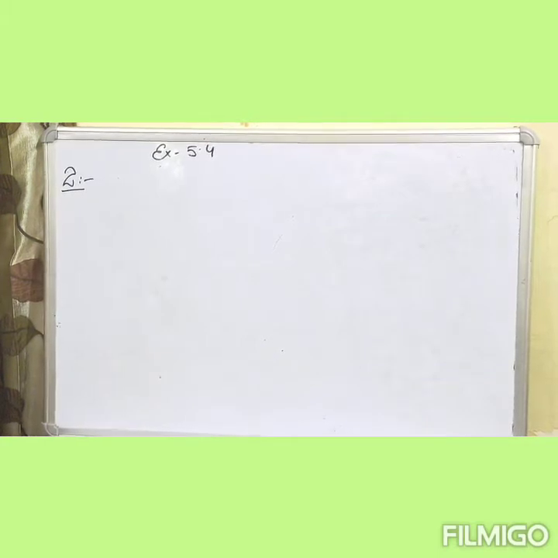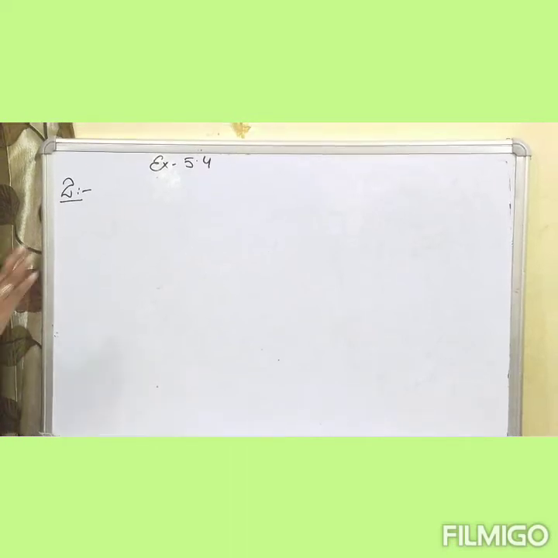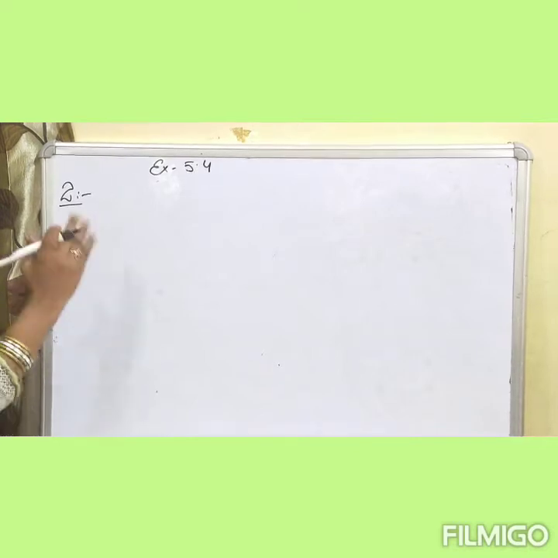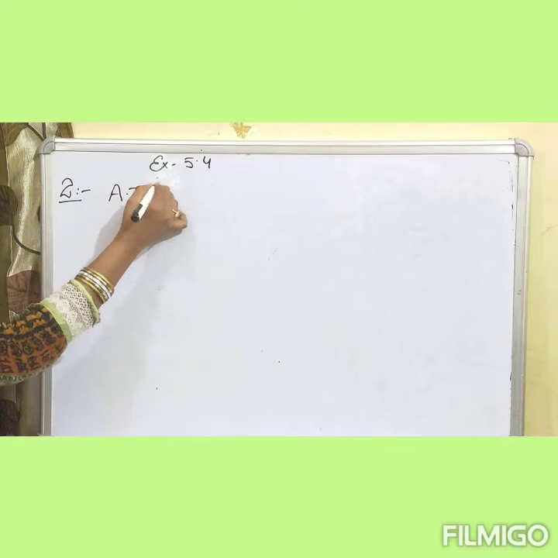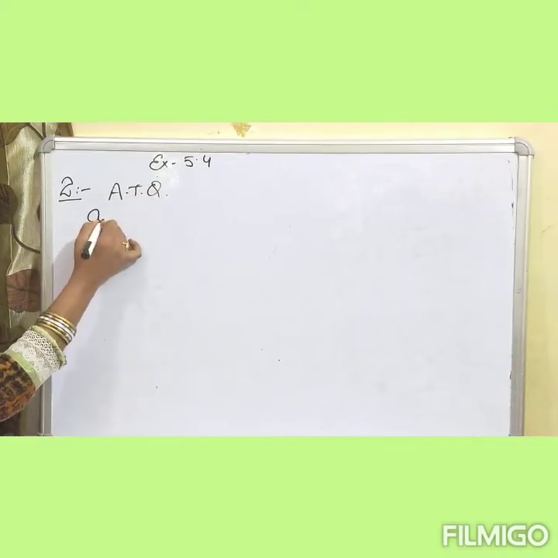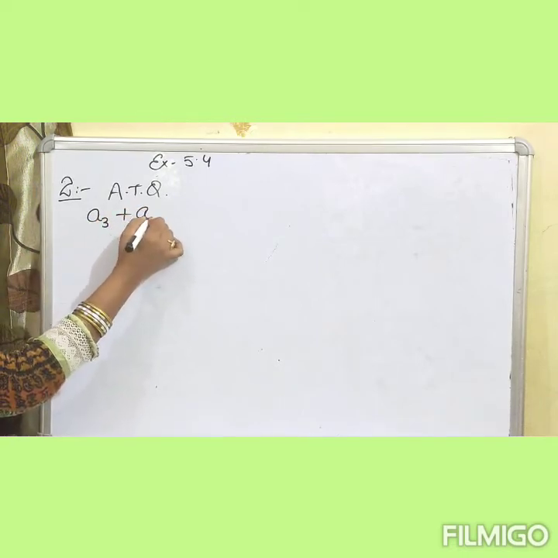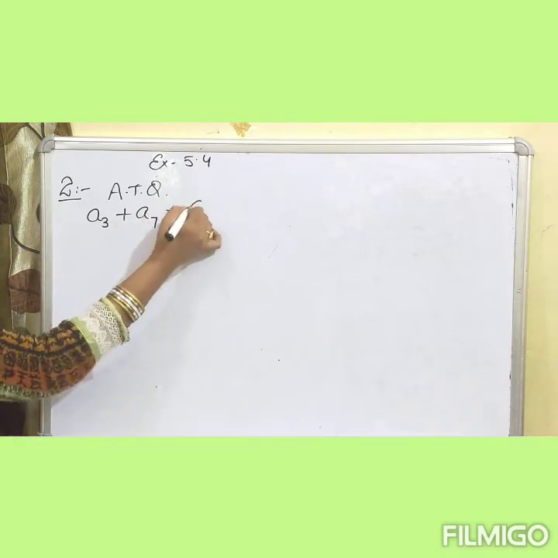Question number 2. If you have read the question which I have given before this, you must be aware that here what is given in the question is the sum of the third and seventh term. Third term means A3, and seventh term means A7. The sum of the third and seventh term of an AP is 6.